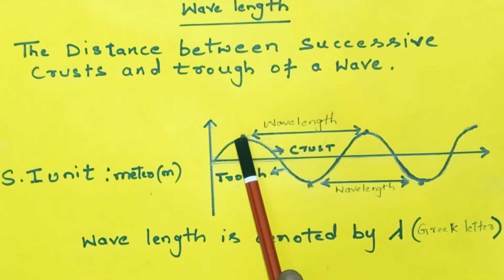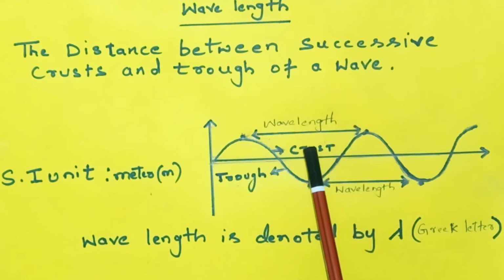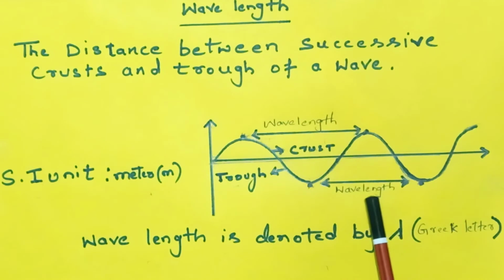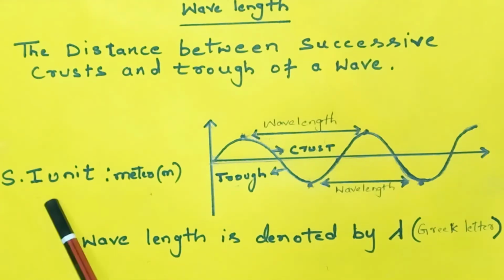So the distance between the two maximum points of crest is known as wavelength, as well as the distance between the two maximum points of trough is also known as wavelength. SI unit of wavelength is meter. Wavelength is denoted by a letter called lambda, which is a Greek letter.